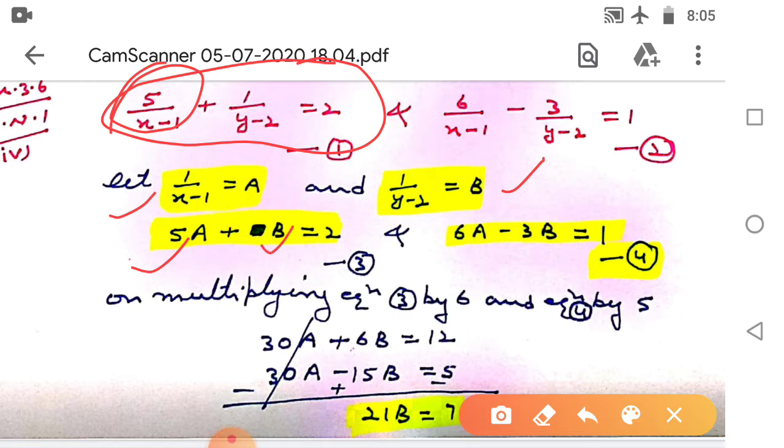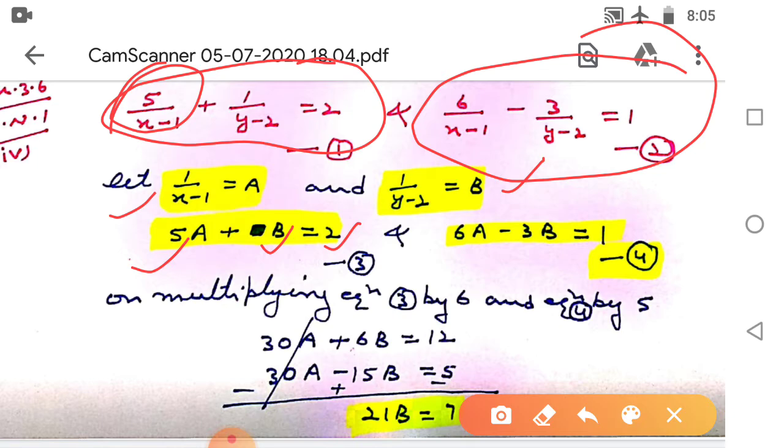So here b is as it is. Now come to this equation, put the value 1 upon x minus 1 is equal to a, so it becomes 6a. And here 1 upon y minus 2 is equal to b, so it becomes 3b. So 6a minus 3b is equal to 1.